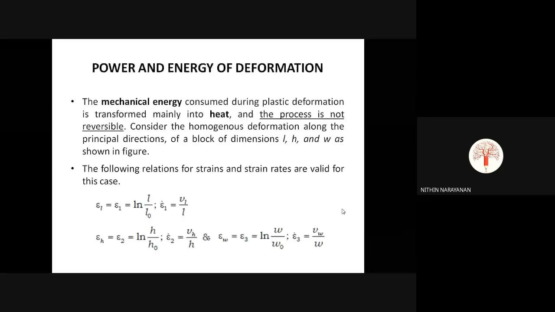Or we can say that this work is a high grade energy and the heat produced is a low grade energy. So whenever we are using this high grade energy, always it will be converting into a low grade energy heat.